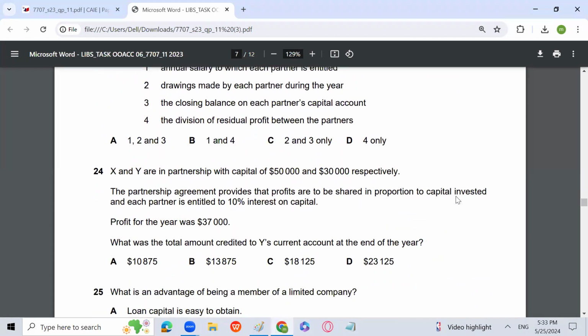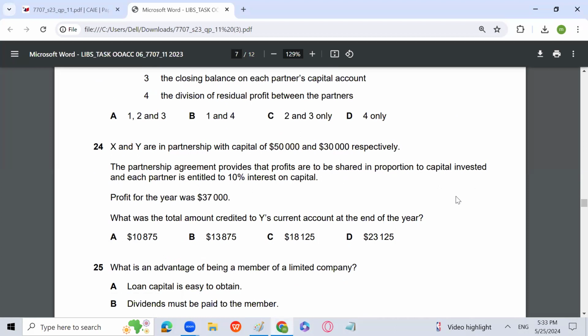B is the answer. X and Y are in partnership with capital of 50,000 and 30,000 respectively. The partnership agreement provides that profits are to be shared in proportion to capital invested, meaning 5:3, 5/8 and 3/8, and each partner is entitled to 10% interest on capital. Profit for the year was 37,000. What was the total amount credited to Y's current account at the end of the year?